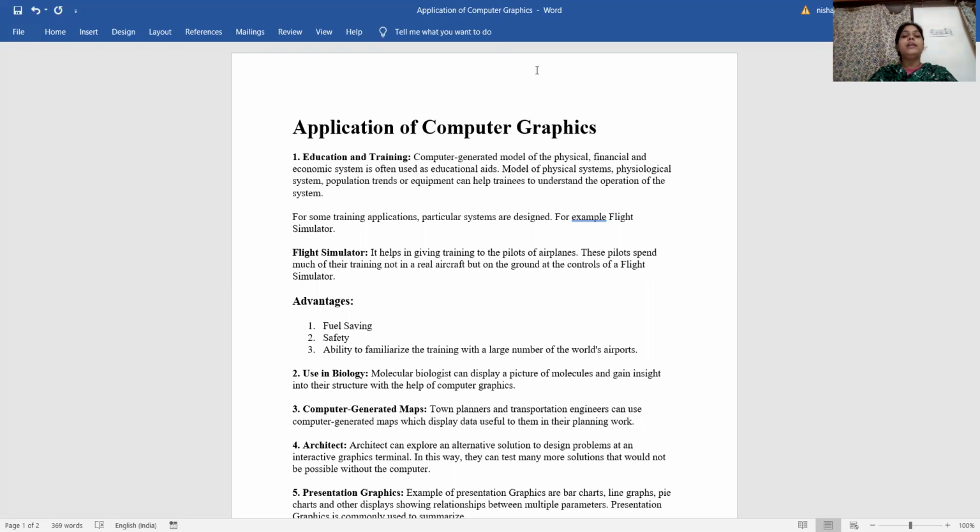A flight simulator helps in giving training to airplane pilots. These pilots spend much of their training not in a real aircraft but on the ground at the controls of a flight simulator. So that is the advantage. First, fuel saving, safety, and the ability to familiarize the trainee with a large number of the world's airports.